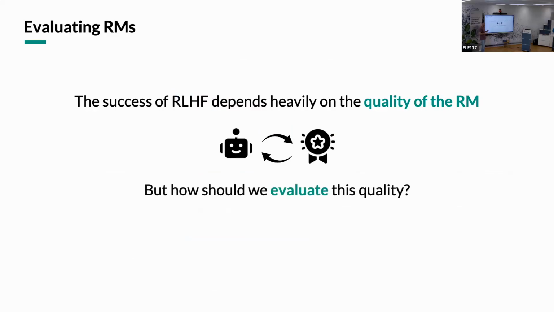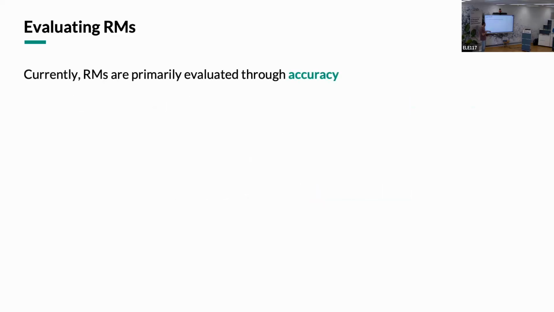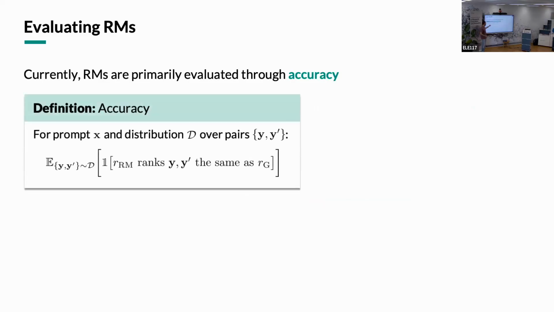But it's not clear how we should evaluate this quality. Currently, reward models are primarily evaluated through accuracy in how they rank pairs of responses. Formally, for a given prompt x, and some distribution over pairs of responses y and y', our reward model gets a 1 if it ranks these pairs correctly, which just means if it agrees with the ground truth reward in terms of which one is better. And then accuracy is just the average of this, an expectation over your chosen distribution of responses.